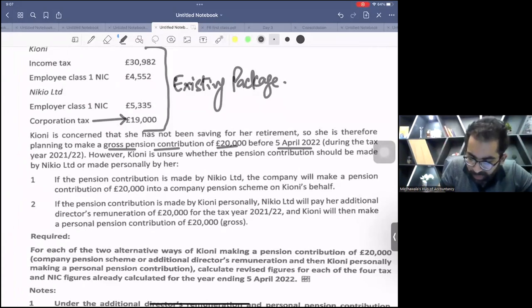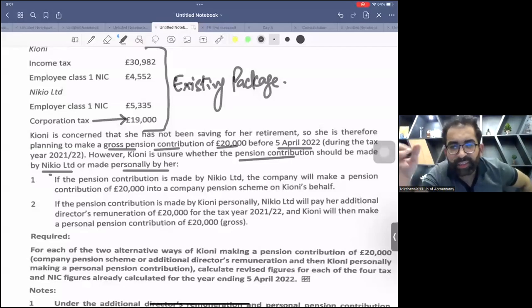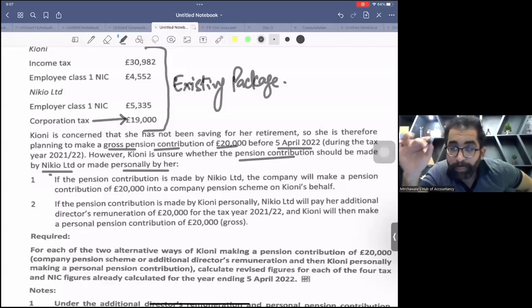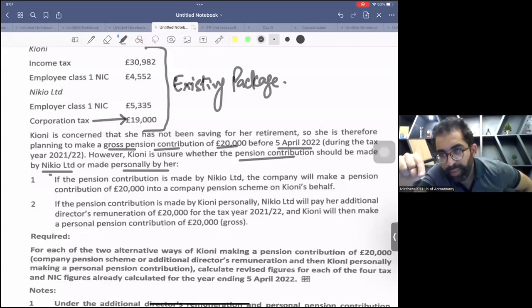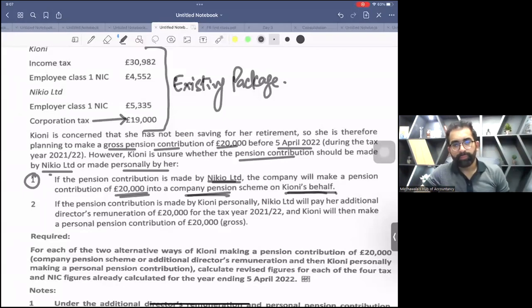However, Keone is unsure whether the pension contribution should be made by NICO Limited or by her. So you have two options. As she is an employee of this company, the company can also contribute. The employer can contribute for her, or she can do this by herself. So now there are two packages, and we have to solve twice. The first option: if the pension contribution is paid by NICO Limited, the employer, the company will make a pension contribution of 20,000 into the company's pension scheme on Keone's behalf.